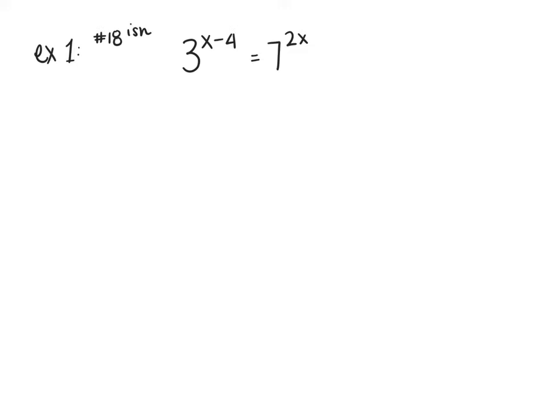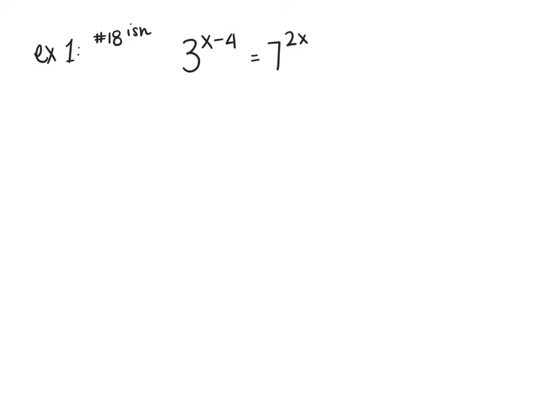So if the exponents cannot match, so for instance, the base here, 3 and 7, there is no way that I can rewrite 3 and I can rewrite 7 to match. They're both prime. I can't rewrite them anyway. So if rewriting is not an option, then I'm going to go straight to logging both sides.